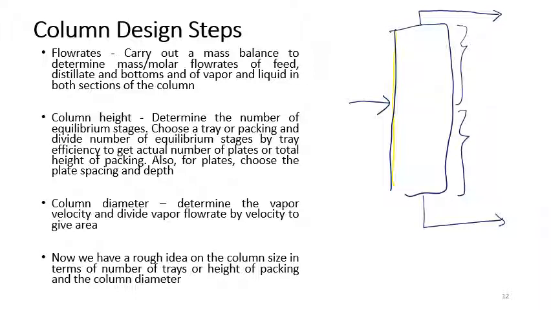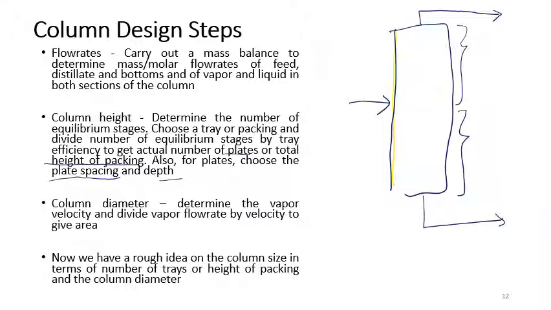Next, you can determine the column height. You need to determine the number of equilibrium stages to know the column height. From the number of equilibrium stages, you can determine the column height by specifying the plate spacing and the depth. Okay, but that is if you are doing the plate column. Sometimes, for the next chapter, we will be talking about packed column for absorption, which can also be used for distillation. So in that case, you need to know the total height of packing.